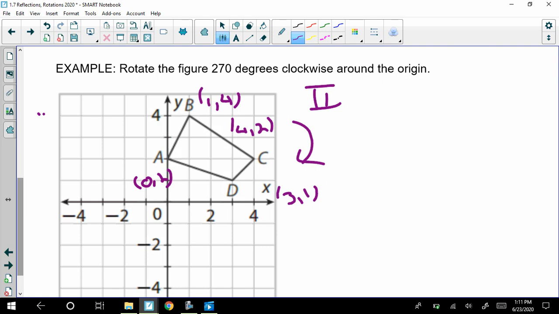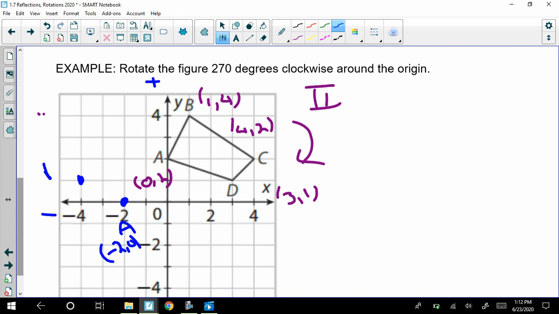So I'm moving the quadrants 1 over. And in this quadrant, x is negative, y is positive. So I'm going to flip the coordinates. So A becomes 2, 0, and the x is negative. So A prime is at negative 2, 0. B prime, flip the coordinates. The x is now negative, so it's going to be at negative 4, 1.